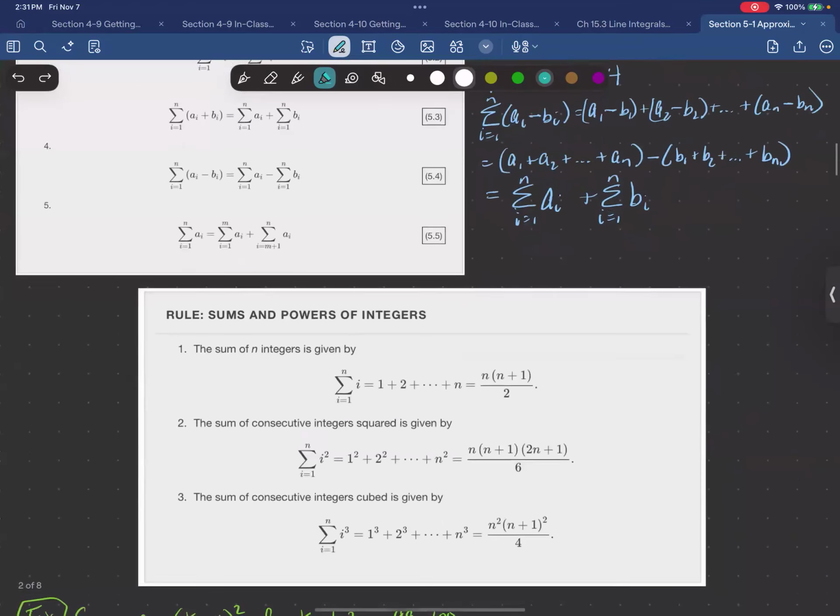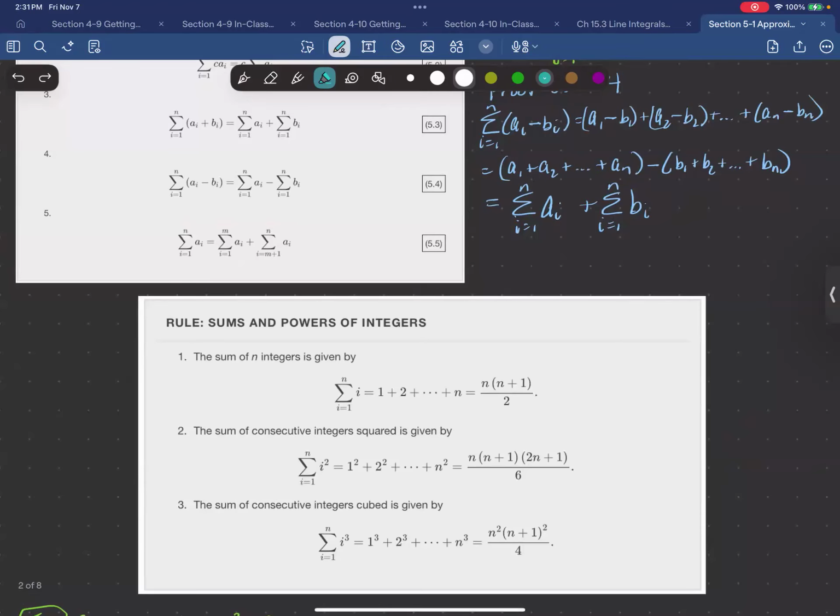There are some formulas that go along with summation notation. If we were adding up i from 1 to n, if you actually work this out, 1 plus up to n is really n times n plus 1 over 2. If you add up i squared, there's a formula right here: n times n plus 1 times 2n plus 1 over 6. And i cubed has its own formula. And I'm going to say this is the only one you should have memorized.